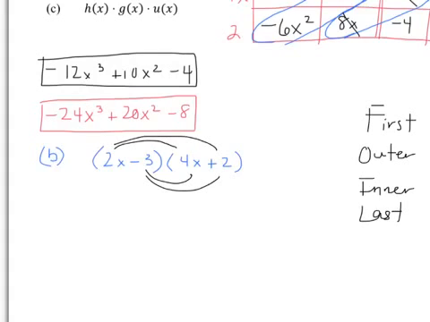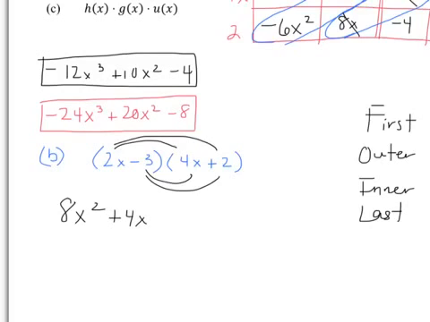First means to take the first terms of each. Well, that's the same thing as just multiplying using double distributive in the beginning. So distribute this to here. These are the first terms. 2x times 4x is 8x squared. Then we take the 2x and multiply by this part. Well, that's what outer really means, the outer parts. 2x times 2 is just going to give us 4x.